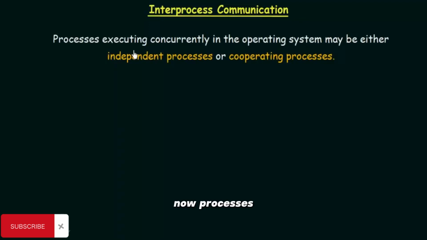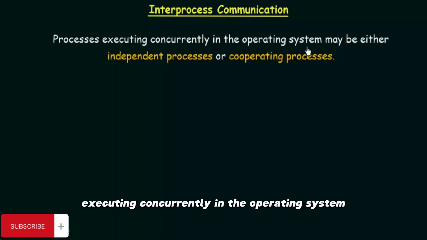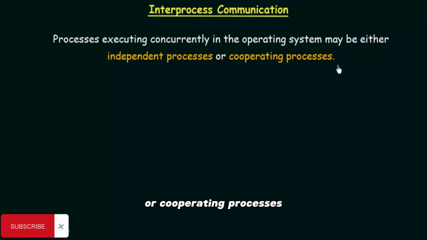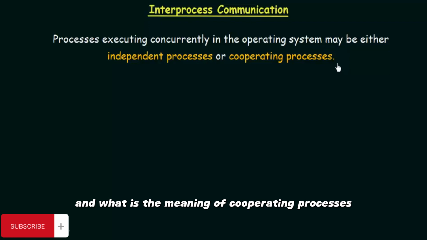Now processes executing concurrently in the operating system may be either independent processes or cooperating processes. In the operating system, we have two or more processes that are executing concurrently, which means they are executing at the same time. These processes may either be independent processes or cooperating processes. First, let us see the meaning of independent processes and the meaning of cooperating processes.